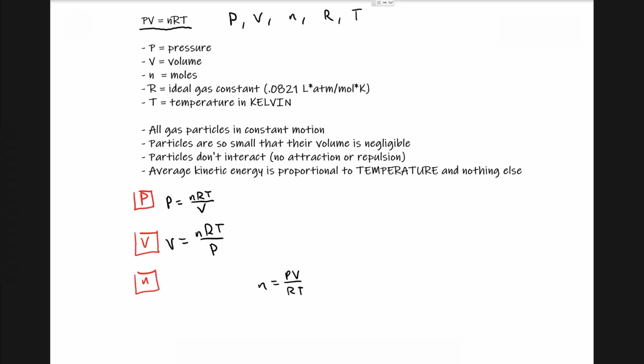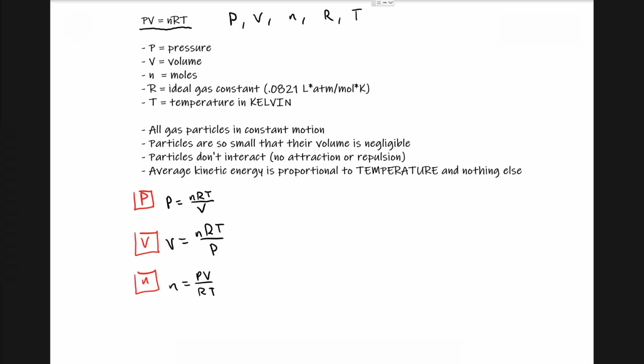You'll notice these first few items, it's really just plug and chug. A lot of people go ahead and memorize these equations, but if you understand how you get there, you don't have to commit any of this to memory. You really just solve it algebraically.